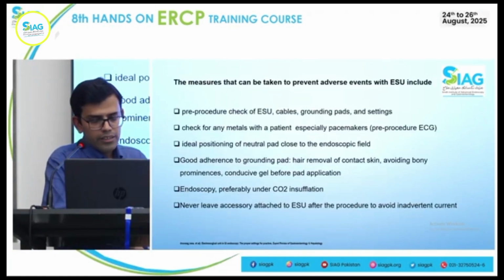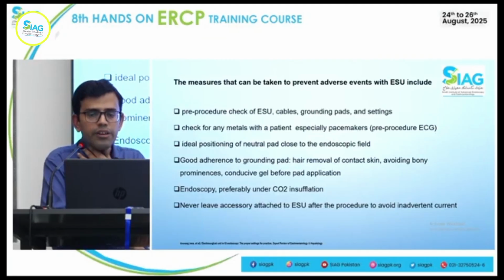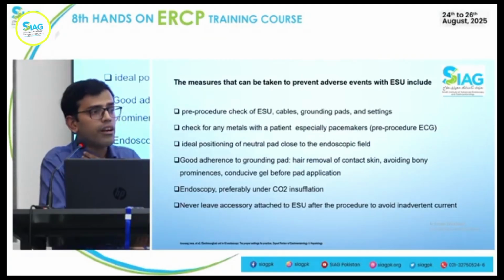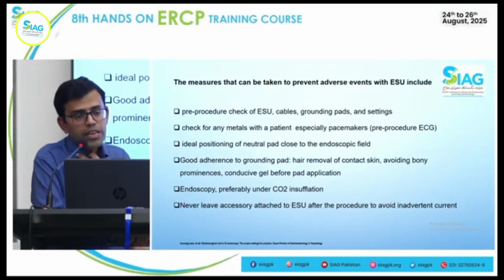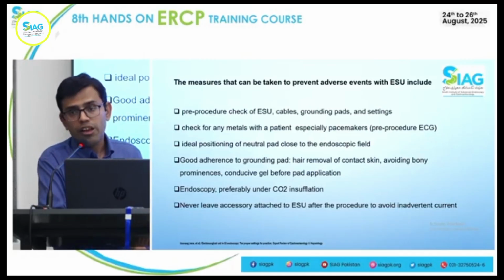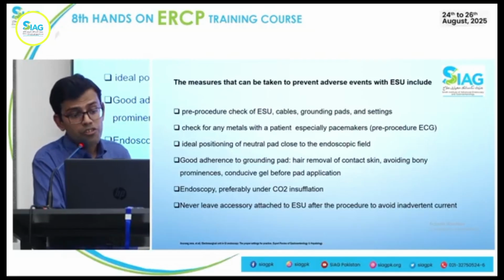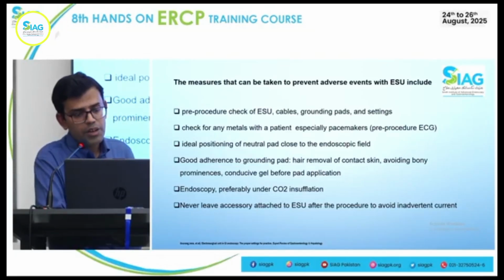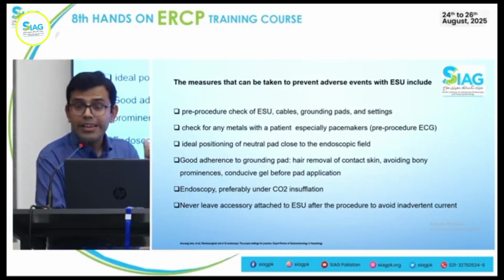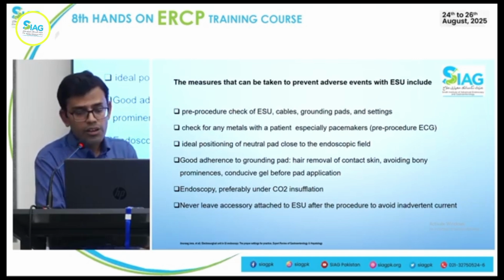An important slide, I think, for all of us regarding the electrosurgical unit in our endoscopy rooms. Obviously, there should always be a pre-procedure checkup of the unit, number one. Check for any metals like ICDs, and ideal placement of a neutral pad with good adherence. That's very important. Use of carbon dioxide, especially in luminal endoscopy. And never leave an accessory attached to the unit even after the procedure, to avoid inadvertent current.